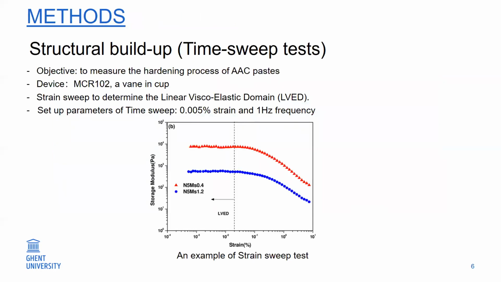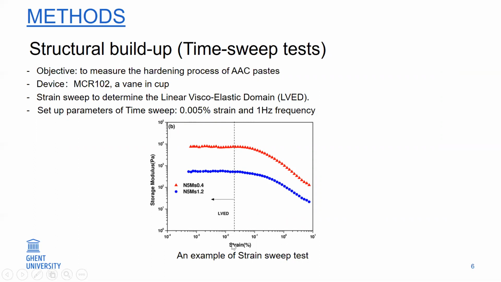So let's see the methods we use to evaluate the structure buildup of the AAC paste. Before we perform the time sweep test, we have to determine the linear viscoelastic domain. For this LVED, we can determine this region by the strain sweep test. As you can see from here, the strain sweep tests were conducted with strain amplitude from 0.001% to 10% and a constant frequency of 1 Hz to find the critical strain of these AAC pastes.